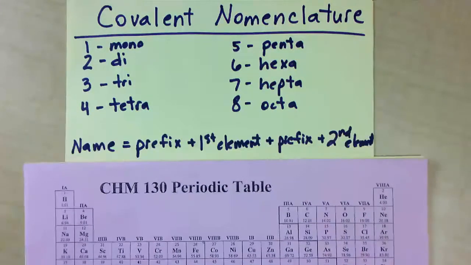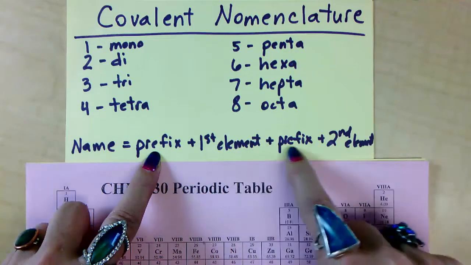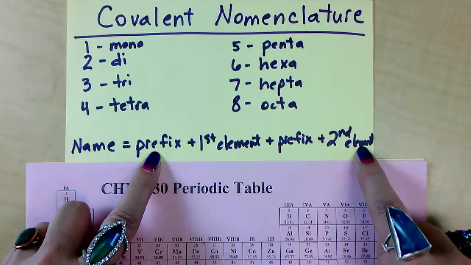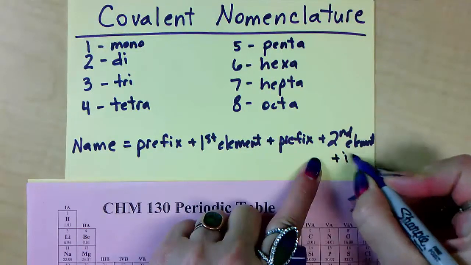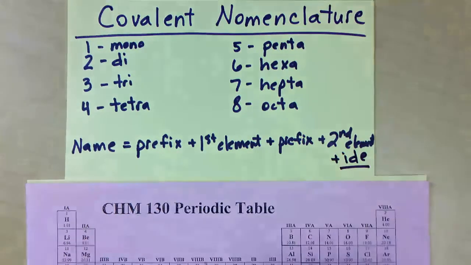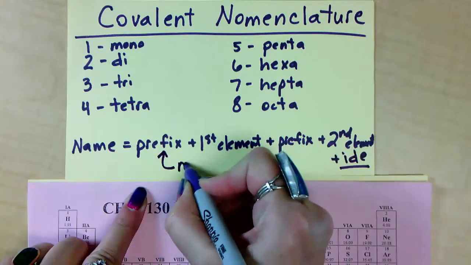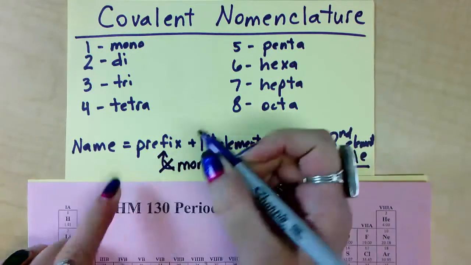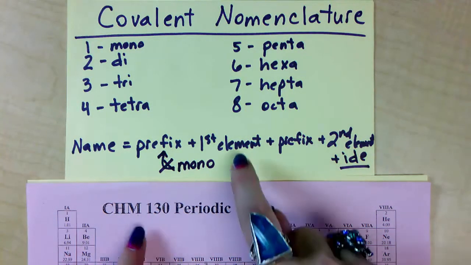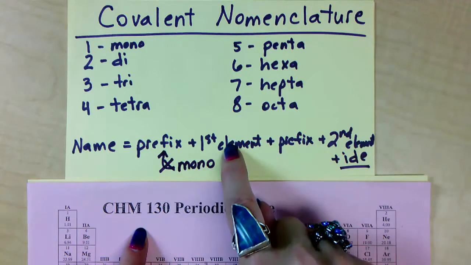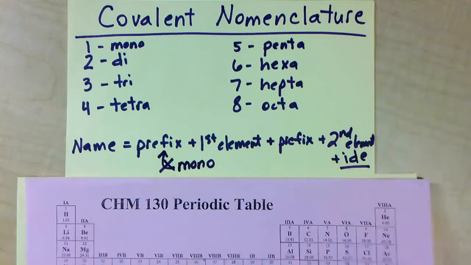So to name covalent compounds, the name is going to be basically the prefix for the first element, and then a prefix for the second element. And don't forget the ending IDE for the very end. Now, the one thing we need to remember is that we never start with mono if it's the first prefix. We just don't start with mono. We just start with the element's name. If there's only one of the first element, don't start with mono, just start with the element's name. So let's practice some of these.